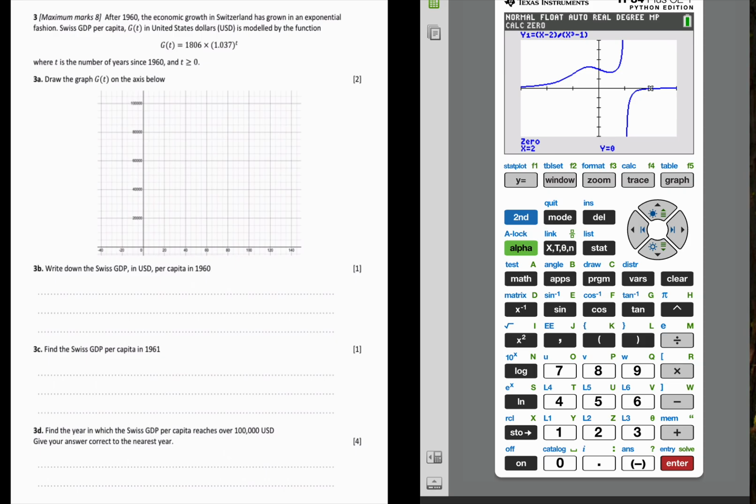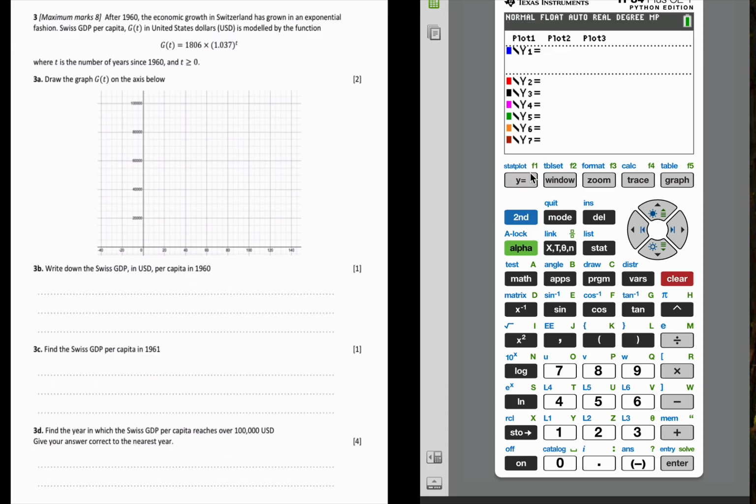It says that after 1960, the economic growth in Switzerland has grown in an exponential fashion. So we're looking at the Swiss GDP per capita in US dollars. And we are given the function: 1,806 times 1.037 to the power of t, where t is the number of years. So the first thing that we have to do is to sketch the graph. We're going to do that using our calculator.